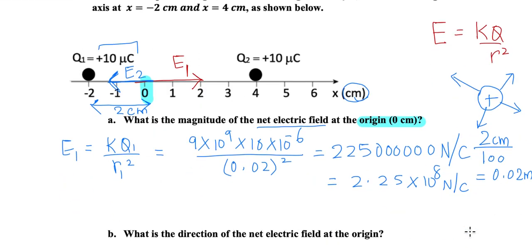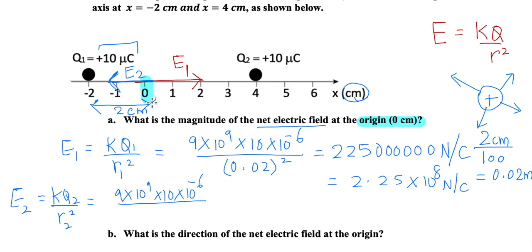Now we need to find the next electric field, that is E2. So let's just write it here. E2 is K Q2 over R2 squared. So 9 times 10 to the power of 9 times Q2, which is 10 times 10 to the power of negative 6, over R2. Now what's the distance from the origin to Q2? It has a coordinate of 4, so 1, 2, 3, 4. 4 centimeter will convert to 0.04 squared.